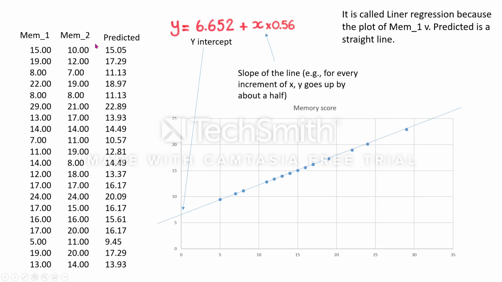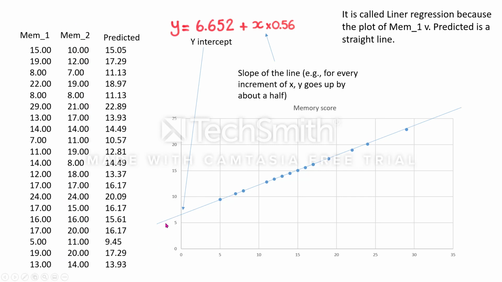Now, I showed you a plot before of the memory scores at time 1 and time 2. We're interested to see if there's a correlation. There was indeed a strong correlation. And here we can plot the scores at time 1 versus the predicted scores. So here we're going to plot these scores on a graph with the scores that our equation is predicting based on the information we got about memory at time 2.